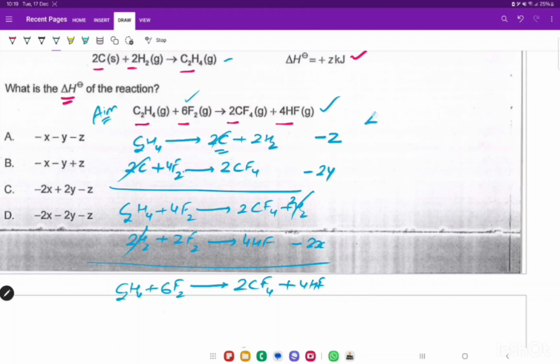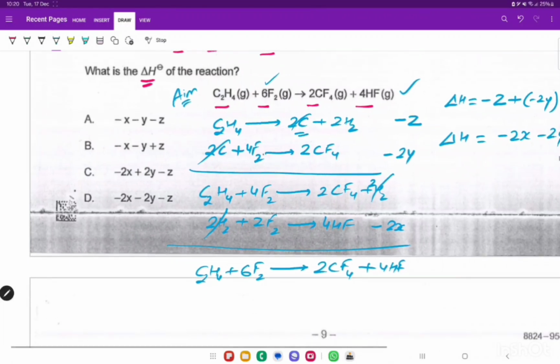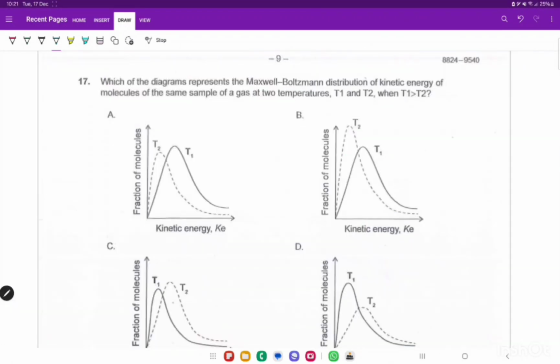What is the resultant now? Resultant delta H equals minus Z plus minus 2Y plus minus 2X. The answer will be delta H equals minus 2X minus 2Y minus Z. Minus 2X minus 2Y and minus Z is my D. Answer is D.